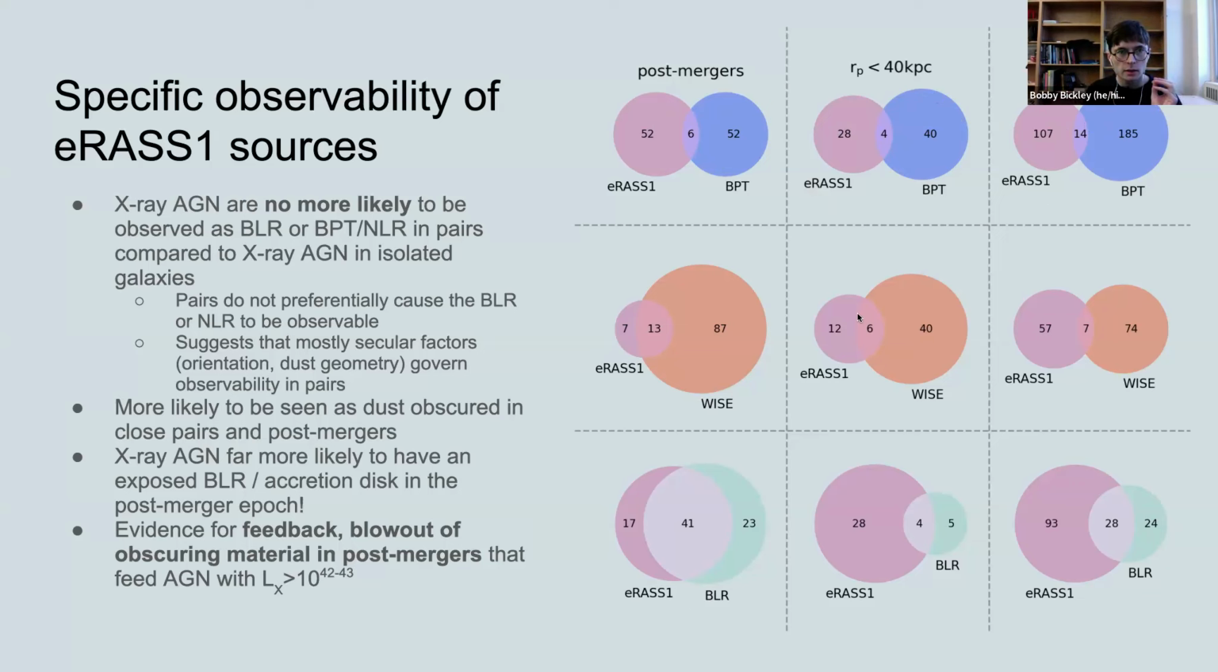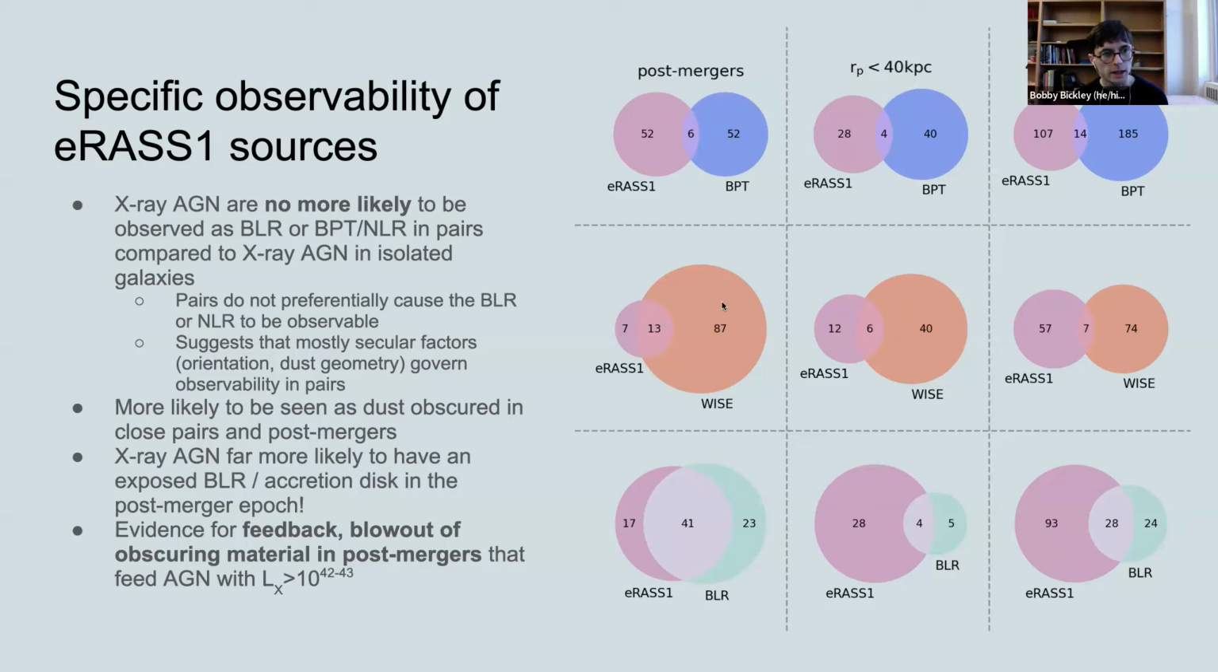This is implying that the observability of a narrow line region is mostly governed by secular factors, even in interacting galaxy pairs. And for mid-infrared, what we find actually is a stronger result.